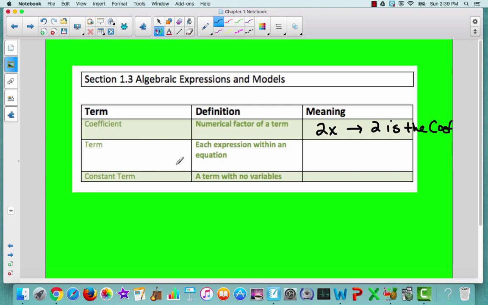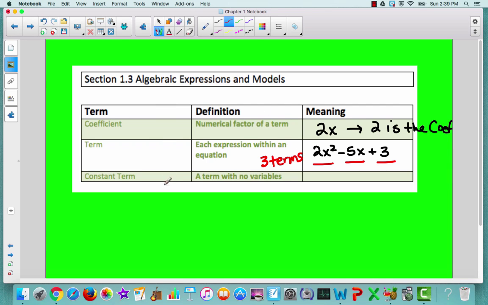All right, term. Each expression within an equation. So if I give you an equation or something like this, I don't know, 2x squared minus 5x plus 3. Well, 2x squared is a term, negative 5x is a term, and 3 is a term. So we would say that this expression has 3 terms.